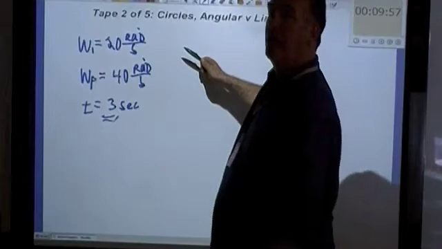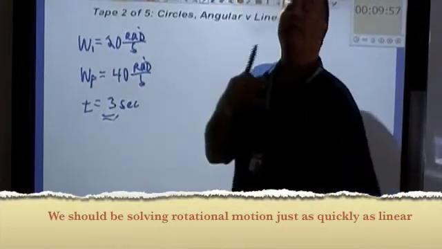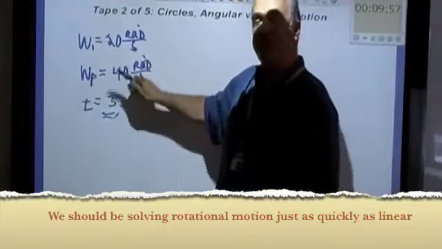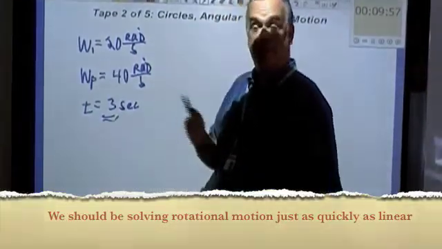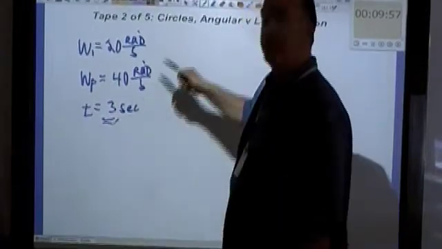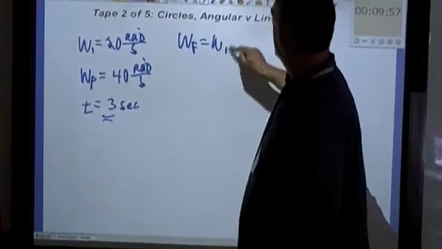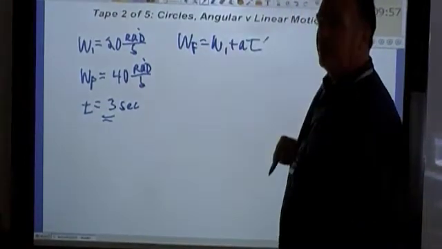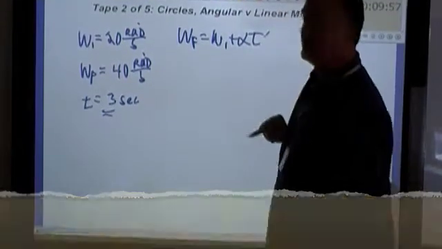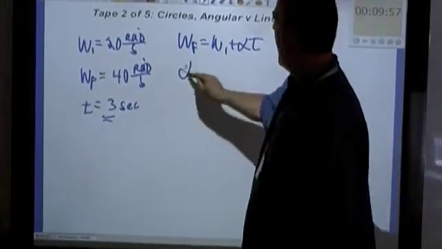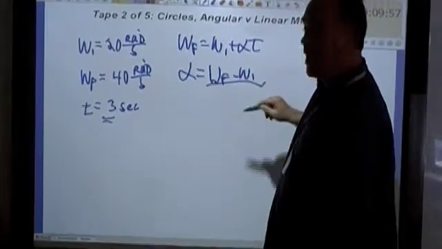Which equation are we going to use? Think about it in the linear world. If I gave you both velocities and t, what equation would you use to solve for acceleration? The first one, Vf equals Vi plus At. So what am I going to use here? Wf equals Wi plus alpha t. Does that make sense? Yes. So therefore, alpha's got to equal Wf minus Wi divided by t.